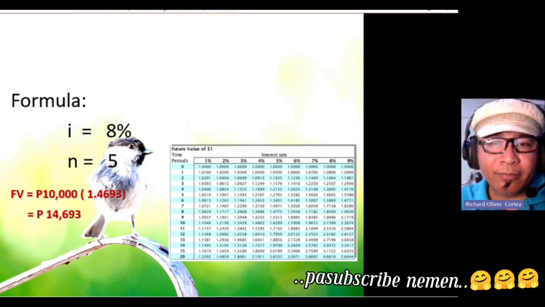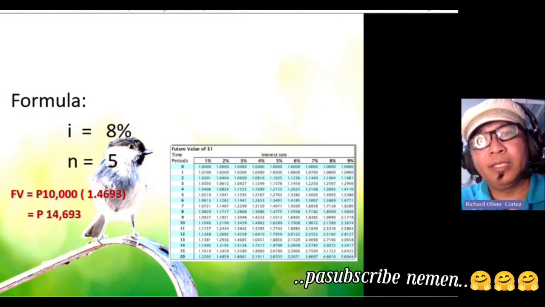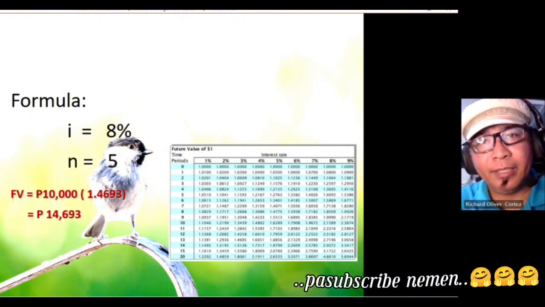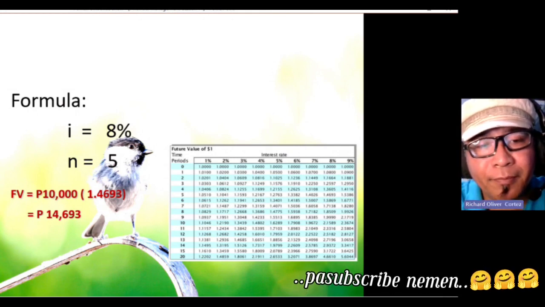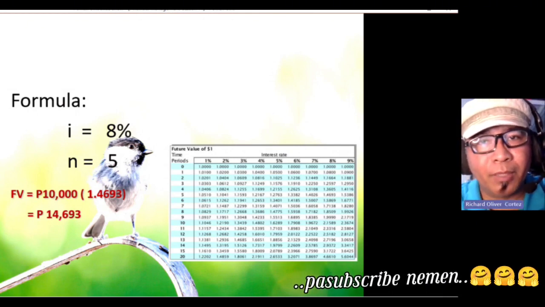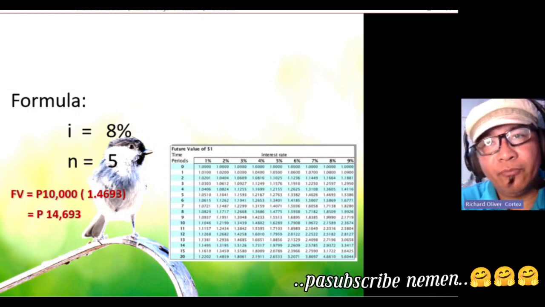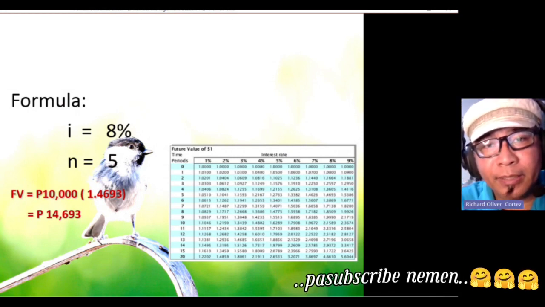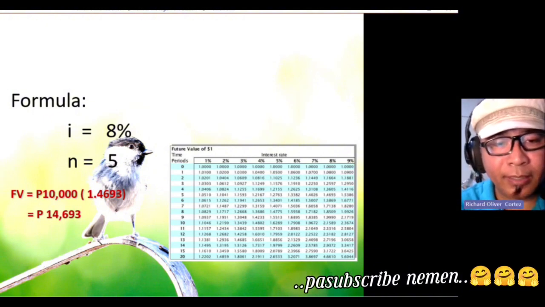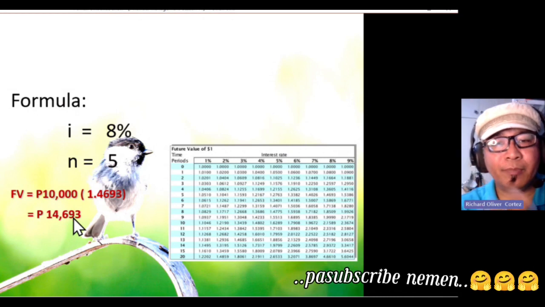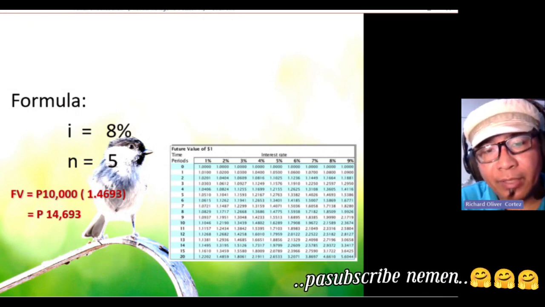Ibig sabihin, after 5 years, yung pera niya ay lalago sa 14,693. Future value ng kanyang 10,000. Okay? Now, magkano interest? Magkano compound interest? So, just minus 10,000 from the 14,693. So, magkano interest? 4,693 pesos. Ibig sabihin, yan yung interest na na-earn ni Julie after 5 years.